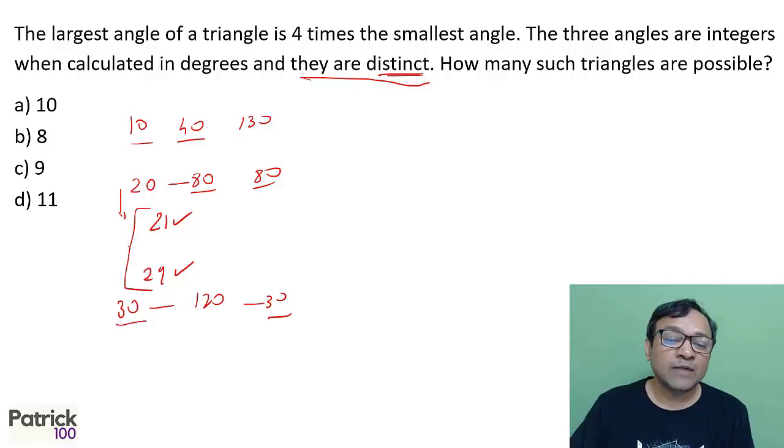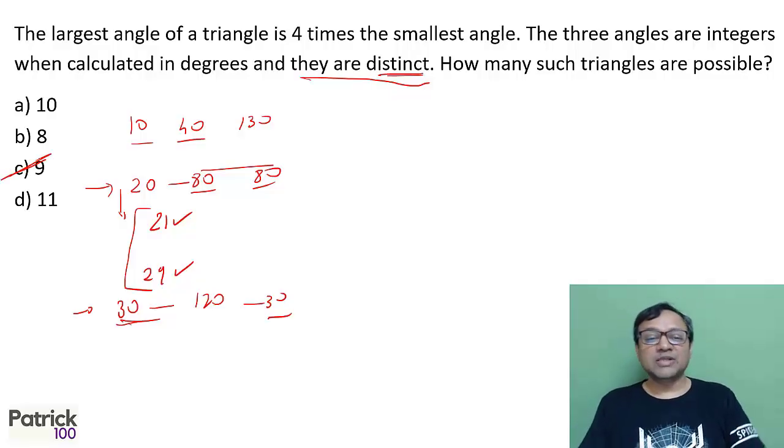So 21 to 29 will satisfy, because at 20 and 30 we just get equal values. But they mentioned distinct values. That means from 21 to 29 will satisfy. So 9 values will satisfy. So the answer will be C option.